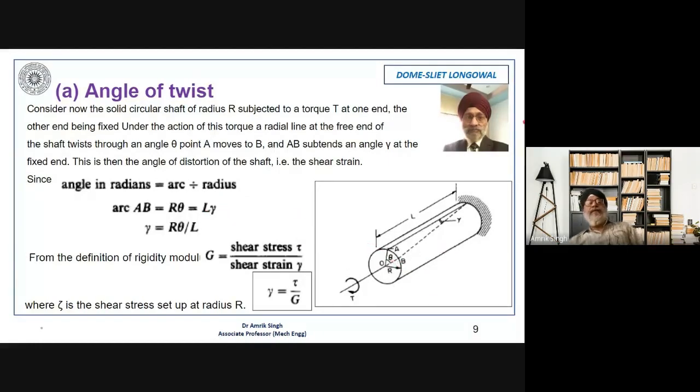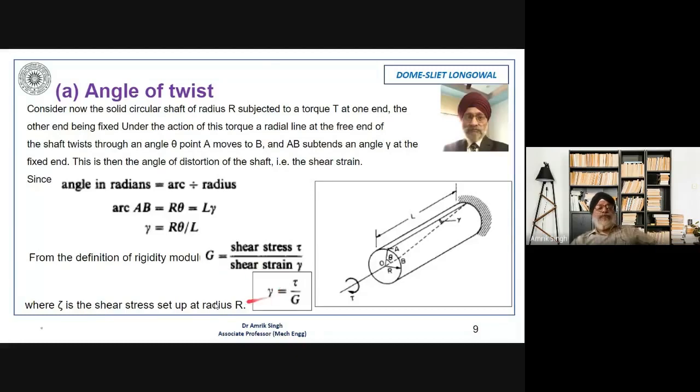So it will be L into gamma. From this relation, we get gamma is equal to R theta upon L. Now we know, by the definition of modulus of rigidity or by Hooke's law, that shear stress is proportional to shear strain, and their ratio is represented by a term known as G, the modulus of rigidity.